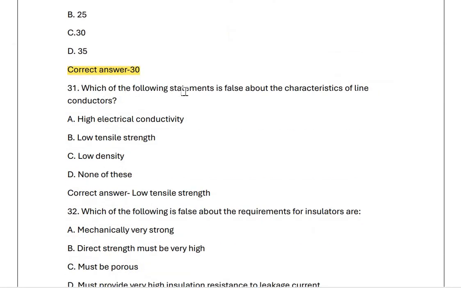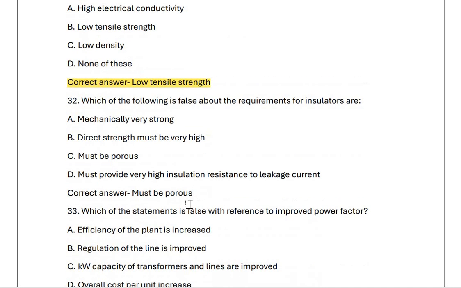31. Which of the following statements is false about the characteristics of line conductors? A. High electrical conductivity. B. Low tensile strength. C. Low density. D. None of these. Correct answer: low tensile strength. 32. Which of the following is false about the requirements for insulators? A. Mechanically very strong. B. Dielectric strength must be very high. C. Must be porous. D. Must provide very high insulation resistance to leakage current. Correct answer: must be porous.